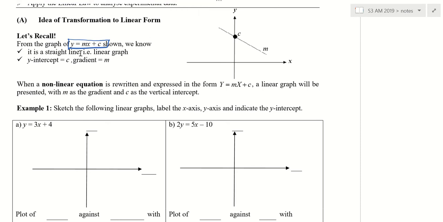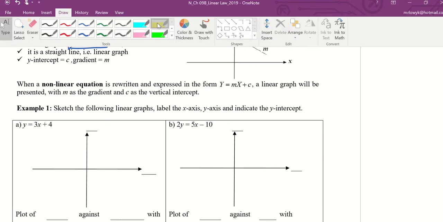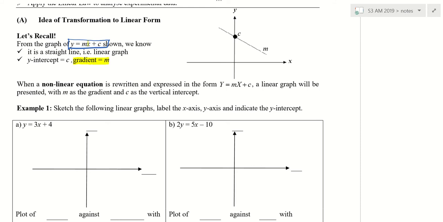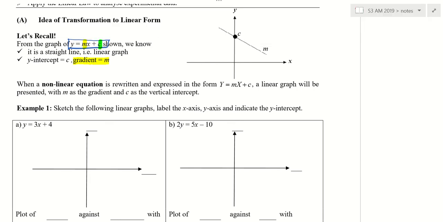Okay. Now, straight line, very simple. y equals mx plus c. What is m? Gradient. So m is my gradient, the number beside the x, right? What is c? c is the y-intercept, the number without any x. So very simple, right? E Math is nothing but y equals mx plus c.